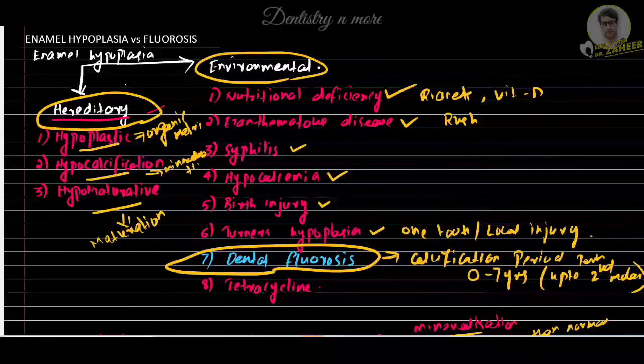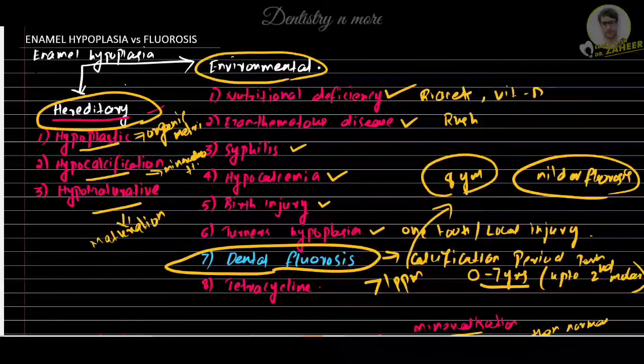So if a child is consuming fluoride containing water of more than 1 ppm, usually fluorosis happens above 1 ppm. Suppose an 8-year-old child is consuming water with more than 1 ppm, the person will not be affected with fluorosis, because by 7 years the teeth up to the second molar, that is 28 teeth, will be completely mineralized. So whether it is milder or severe, the effect will be significantly reduced after 7 years, because teeth up to the second molar will be mineralized by the age of 7 years. I am talking about mineralization, not eruption.